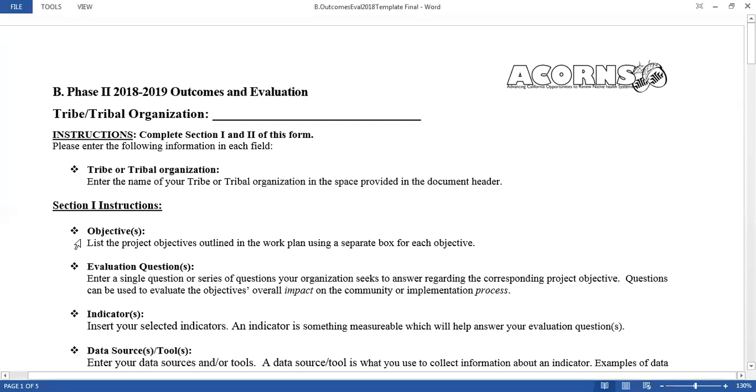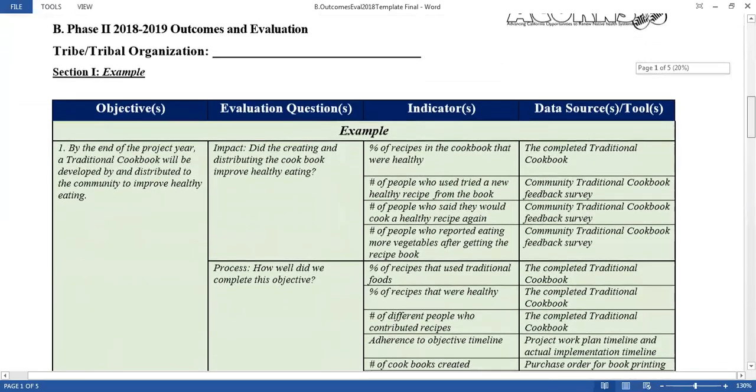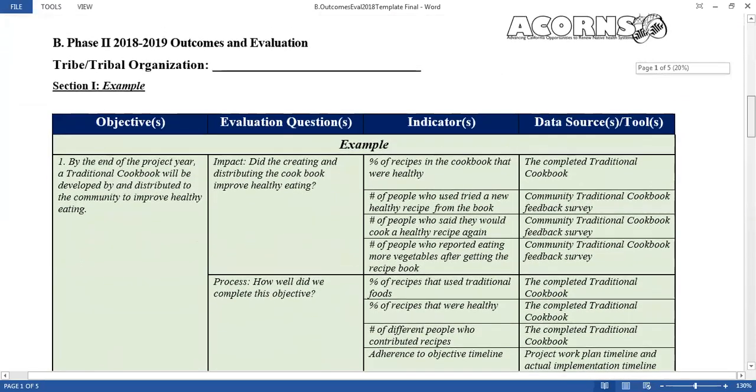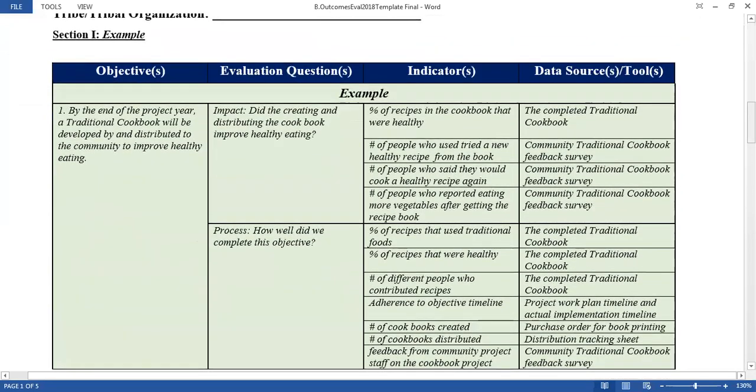So what you'll be entering are objectives, evaluation questions, indicators, data sources and tools, and we'll go from there. So this is an example. The first section is section 1 example. There's a table with objectives, evaluation questions, indicators, and data sources or tools.